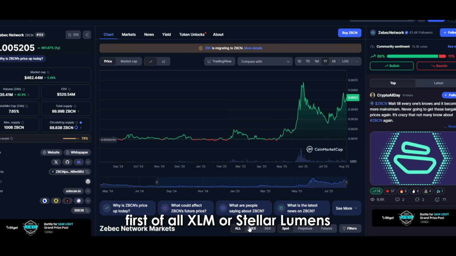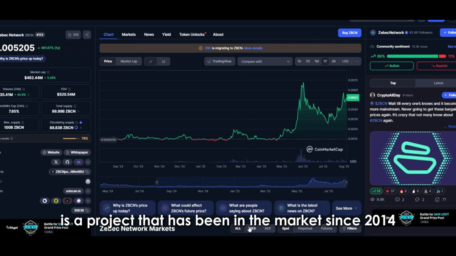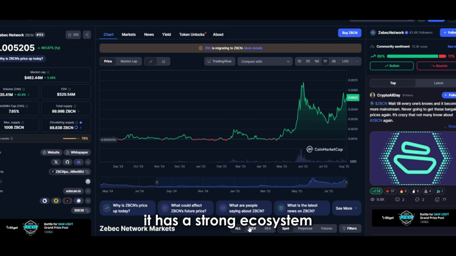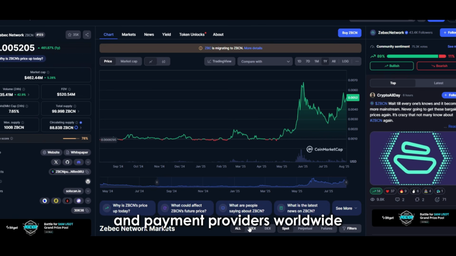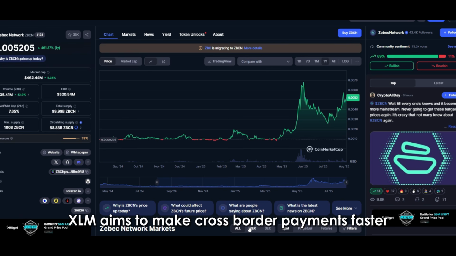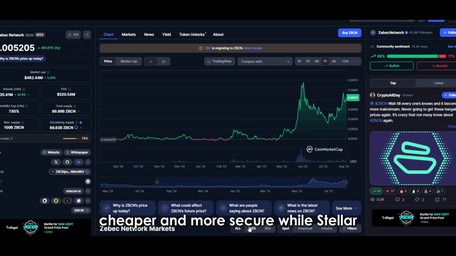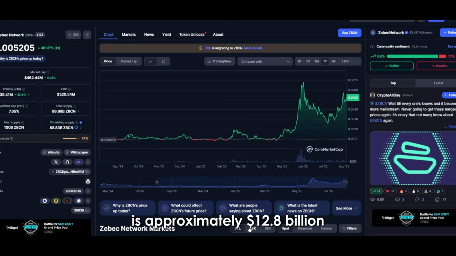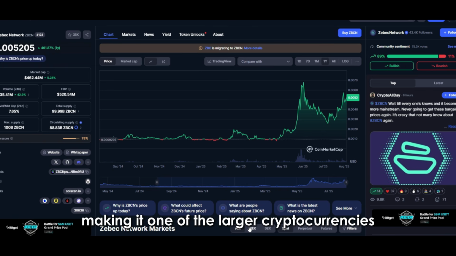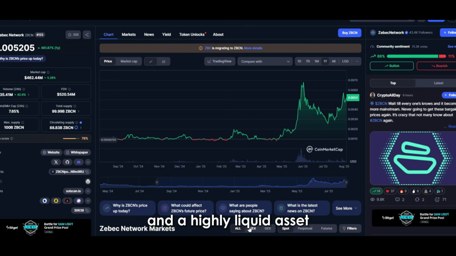First of all, XLM, or Stellar Lumens, is a project that has been in the market since 2014. It has a strong ecosystem and has established numerous partnerships with banks and payment providers worldwide. XLM aims to make cross-border payments faster, cheaper, and more secure. While Stellar operates similarly to Ripple, it is known for placing greater emphasis on decentralization. XLM's current market capitalization is approximately $12.8 billion, making it one of the larger cryptocurrencies and a highly liquid asset.